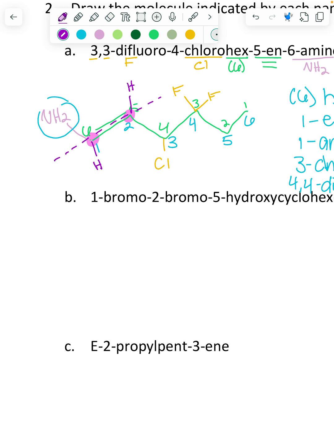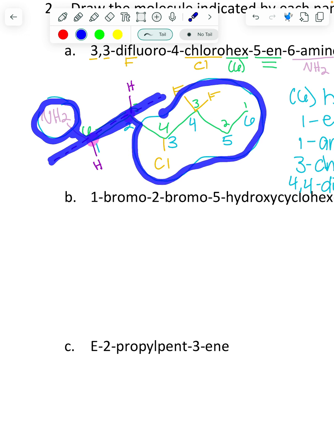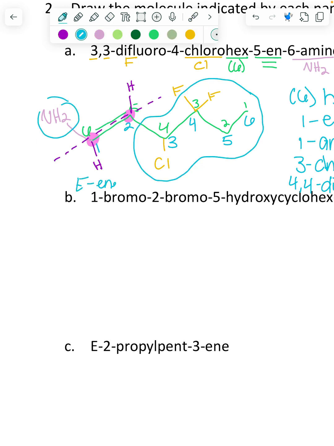Now, to determine which is the priority group, this carbon right here is bonded to a hydrogen and another carbon, which is then bonded to a Cl. So we have to determine if C or H has a higher atomic size. And we know that C has a higher atomic size, which therefore means that this is a priority group. Now to determine if it's E or Z, we need to look at this dotted line. And we see that this priority group is above the dotted line, while this is below the dotted line. And because they're on opposite sides of that dotted line, they are enemies, which means that is E. E for enemies.